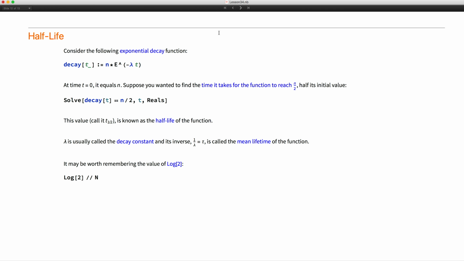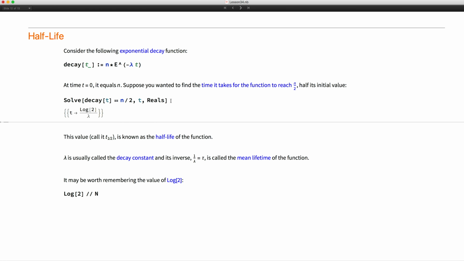Okay, so finally let's talk about an application. So here is an exponential decay function. The N over here is the quantity at time t equal to 0, and the question is how long would it take for the function to reach half of its initial value. Well, to do that, we solve the equation and you get back an answer, and this answer is called the half-life of the function. The lambda is called a decay constant. It tells you how fast it decays, and 1 over lambda is called the mean lifetime of the function.